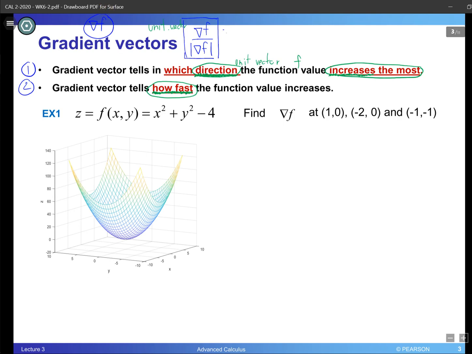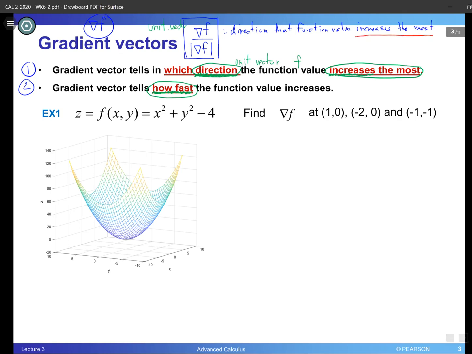This is going to be the direction that increases your f the fastest. So make a note right here, this is going to be the direction that function value increases the most. Increases the most. And the key is right here. It's going to increase the fastest.